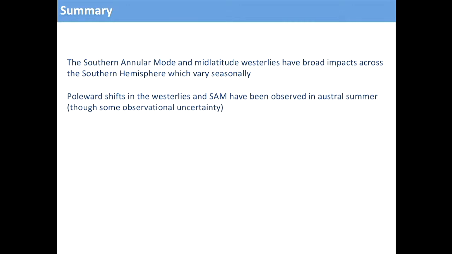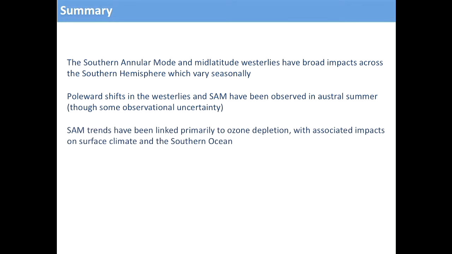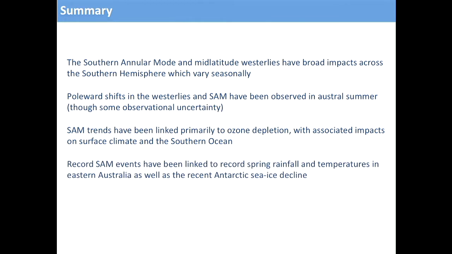And I should have said that the Southern Annular Mode is, just to remind you, the largest mode of extratropical variability. I've also talked about Zonal Wave 3 as well. And we have seen these poleward shifts in the westerly winds and the SAM in austral summer mostly, but there is observational uncertainty about that. SAM trends in that austral summer season have been linked primarily to ozone depletion, and there's the associated impacts that has on surface climate and the Southern Ocean and Antarctic sea ice.